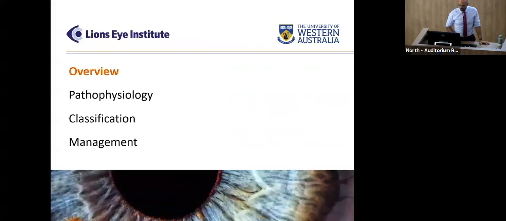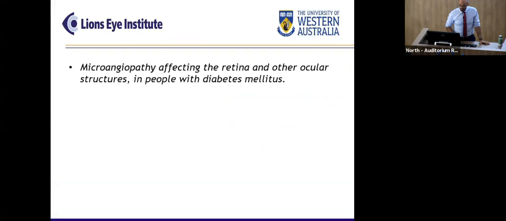Start off with an overview. What is diabetic eye disease? So diabetic eye disease is really a microvascular disease or a microangiopathy. It affects the retina, but it affects other parts of the eye as well. Predominantly for our purposes, we'll be talking about diabetic retinopathy, but an example is people with diabetes are more likely to develop cataract at an earlier stage, and they have a slightly higher risk of glaucoma as well.